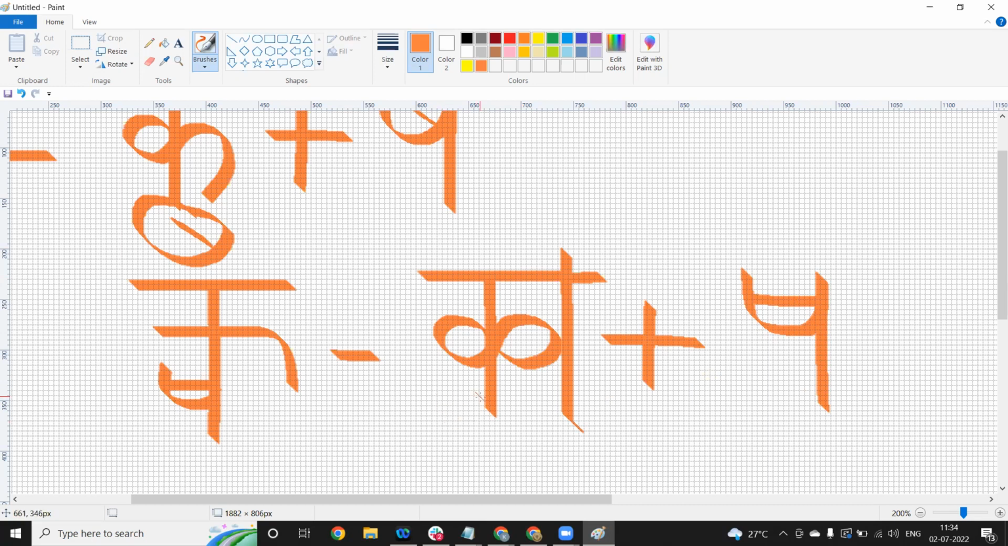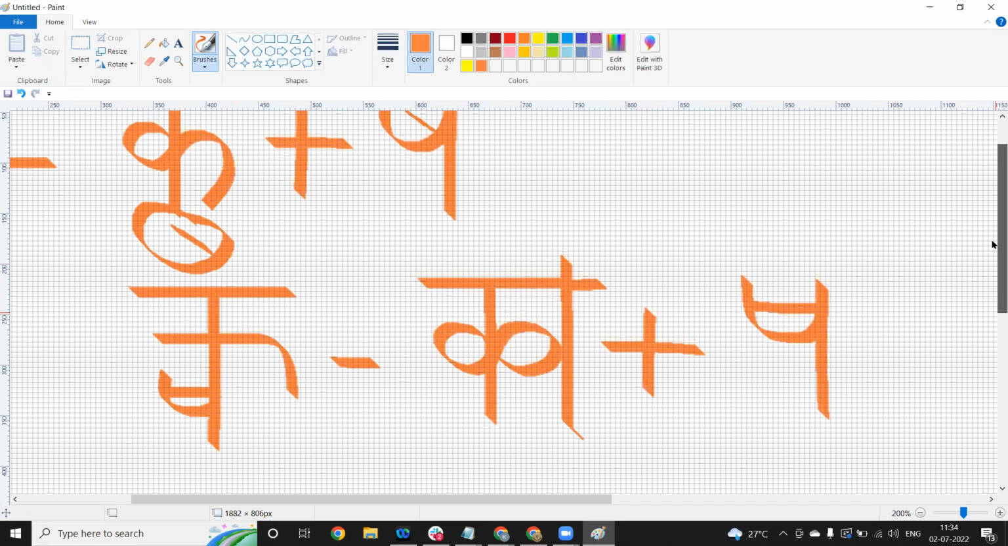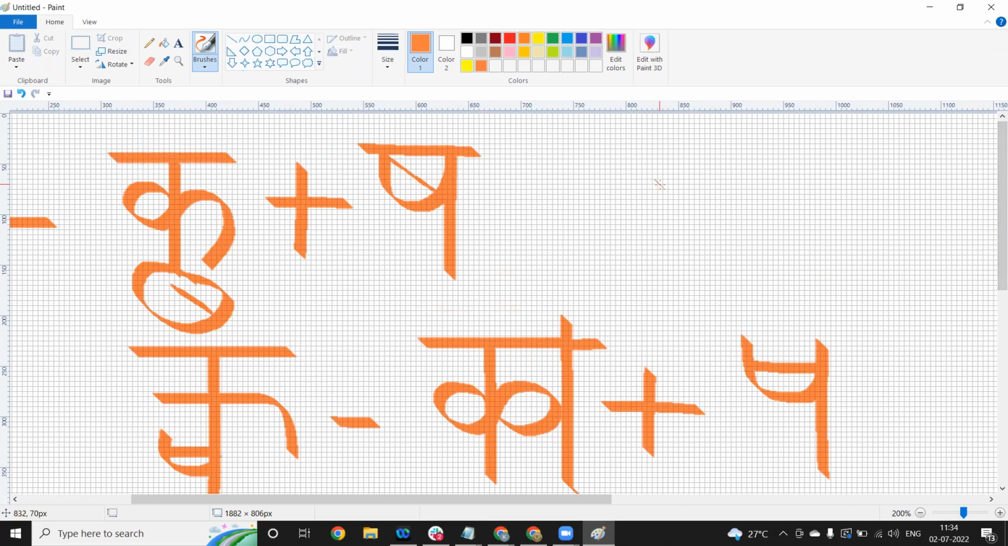Right? So ka and sh together will make ksh. Now, as I explained earlier, when we have half sounds in Devanagari lipi, for example, the half sound of ka, we denote it like this, right? If we have the half sound of ch, we denote it like this. This is how we write it.